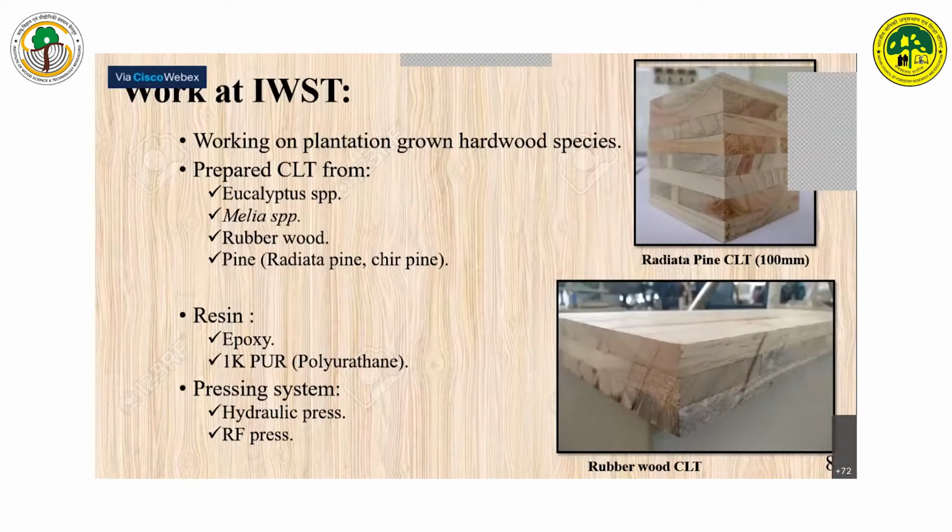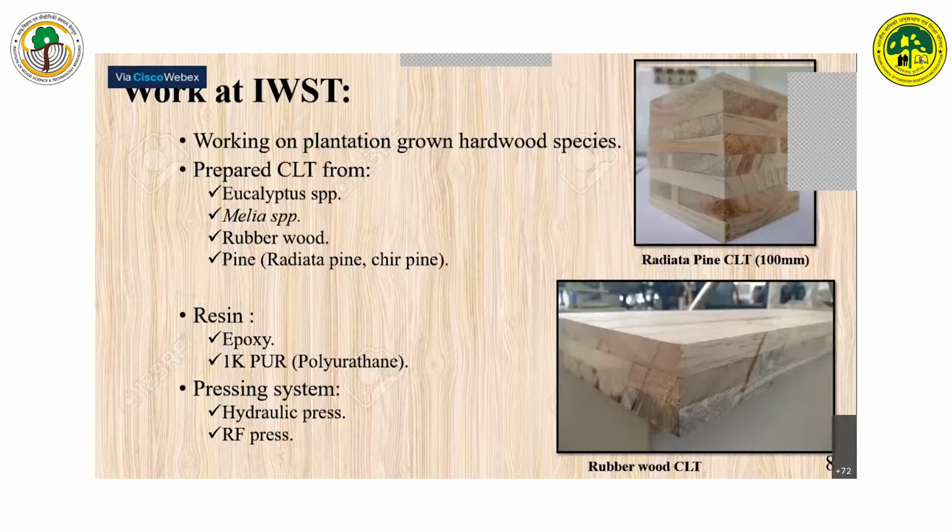Now, as far as progress at IWST is concerned, we are basically focusing on hardwood species. As we have discussed earlier, very little attention has been given to hardwood species in the CLT construction sector. So we have focused mainly on eucalyptus, melia, and rubberwood, and for comparison purposes, we have taken two softwoods also, radiata pine and chir pine.